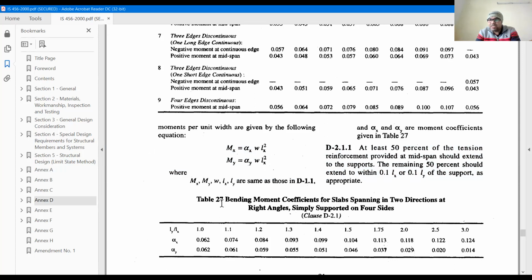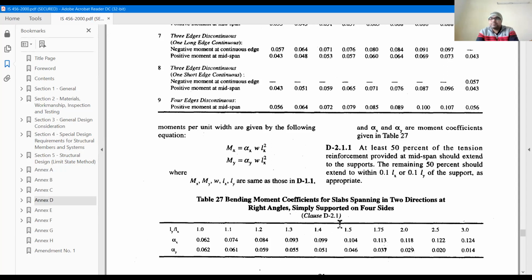And this is Table 27. In Table 27, we will find the values of alpha x and alpha y. Alpha x and alpha y depend on the aspect ratio, which is Ly by Lx. Based on the aspect ratio, we get the alpha x and alpha y values. For example, if the aspect ratio is 1.5, alpha x will be 0.104 and alpha y will be 0.046. This is how we calculate alpha x and alpha y using the table.